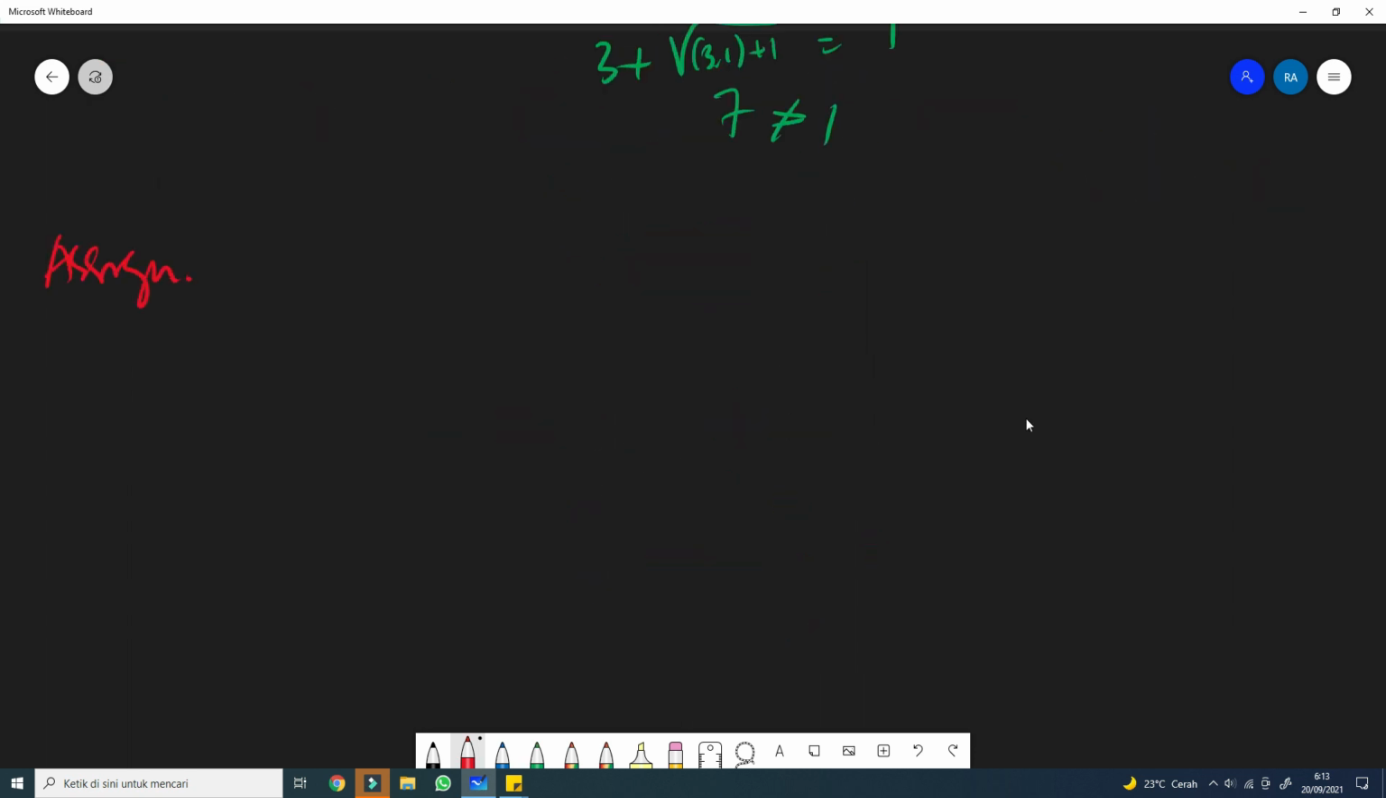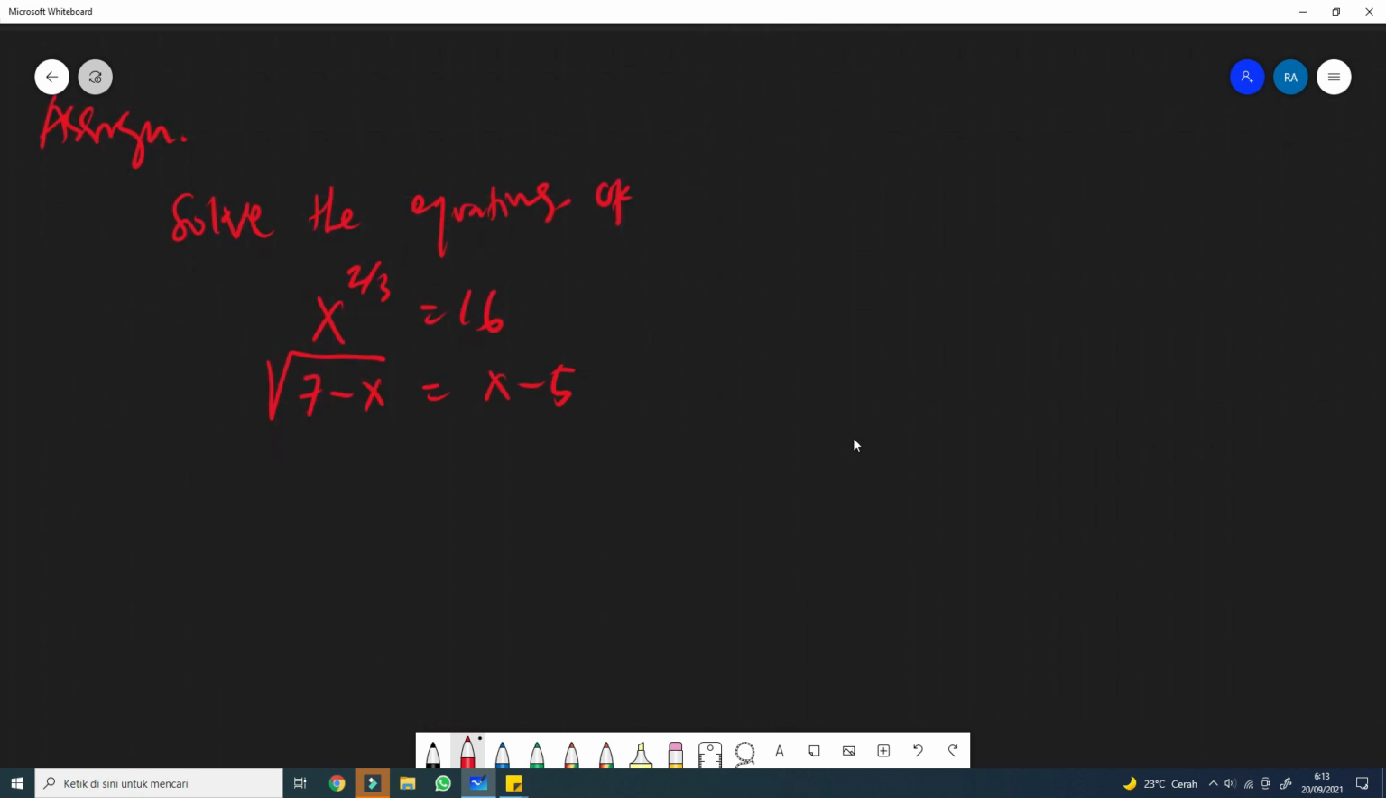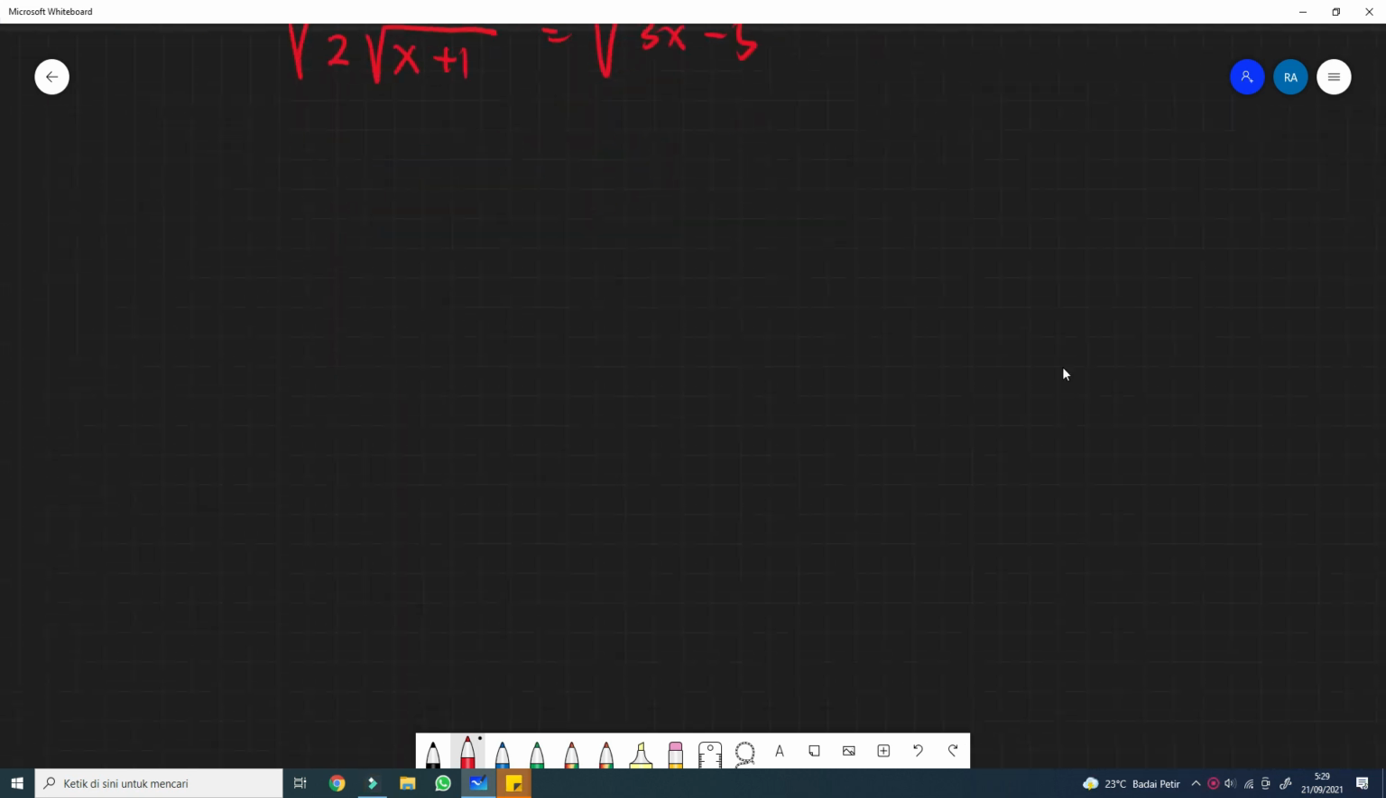And we have the assignment here. Solve the equation x to the power of 2 over 3 equals 16. Root of 7 minus x is equal to x minus 5. And root of 2 times root of x plus 1 equals root of 3x minus 5.